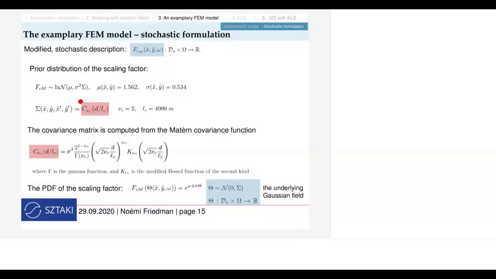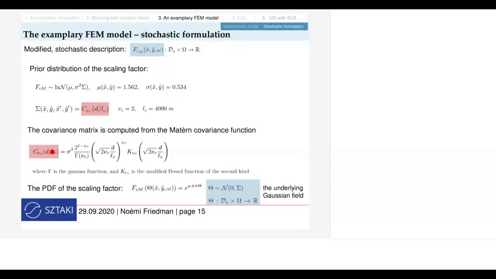And the covariance can be given by a covariance function, which Professor Mattis also mentioned to you. I used here the Matern covariance function. You can use Gaussian or exponential covariance function too. So this describes what will be the correlation in between the two random variables. And it only depends on the distance in between the points.